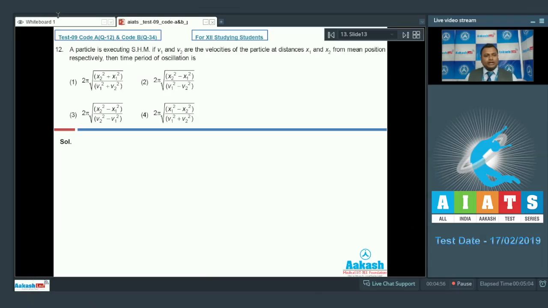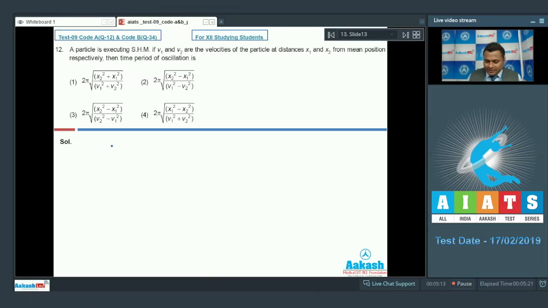Now here is question number 12. A particle is executing SHM, simple harmonic motion. If V1 and V2 are the velocities of the particle at distances x1 and x2 from the mean position respectively, then the time period of oscillation is.